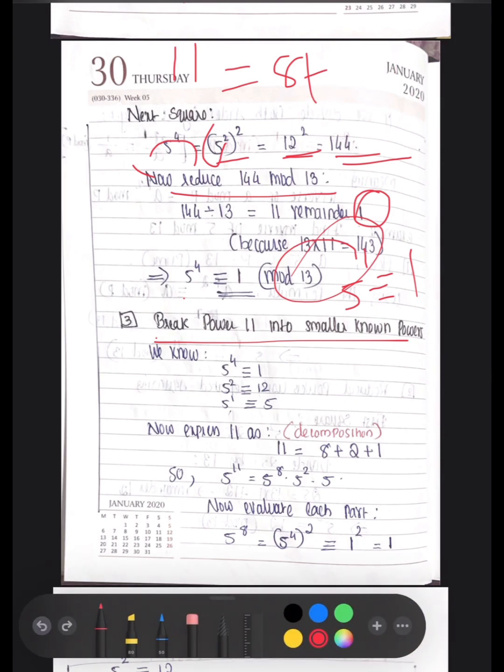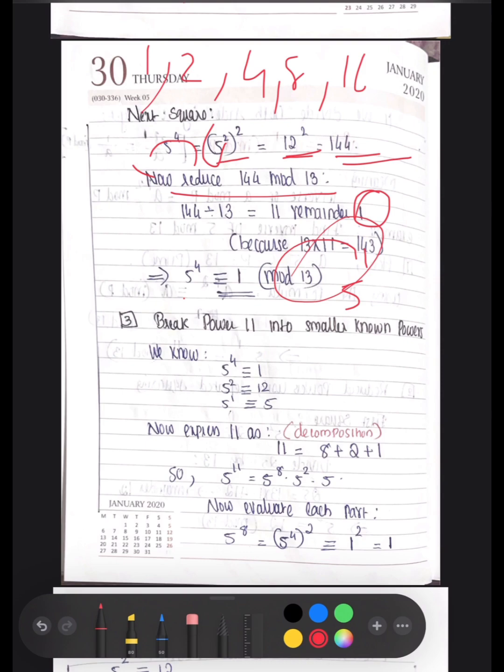That means find the powers of 2 less than or equal to 11. That is, powers of 2 equal to 1, 2, 4, 8, 16. 16 is greater than 11, so in this case, we stop at 8. Then now subtract step by step. First we have to subtract 11 minus 8, that is equal to 3.